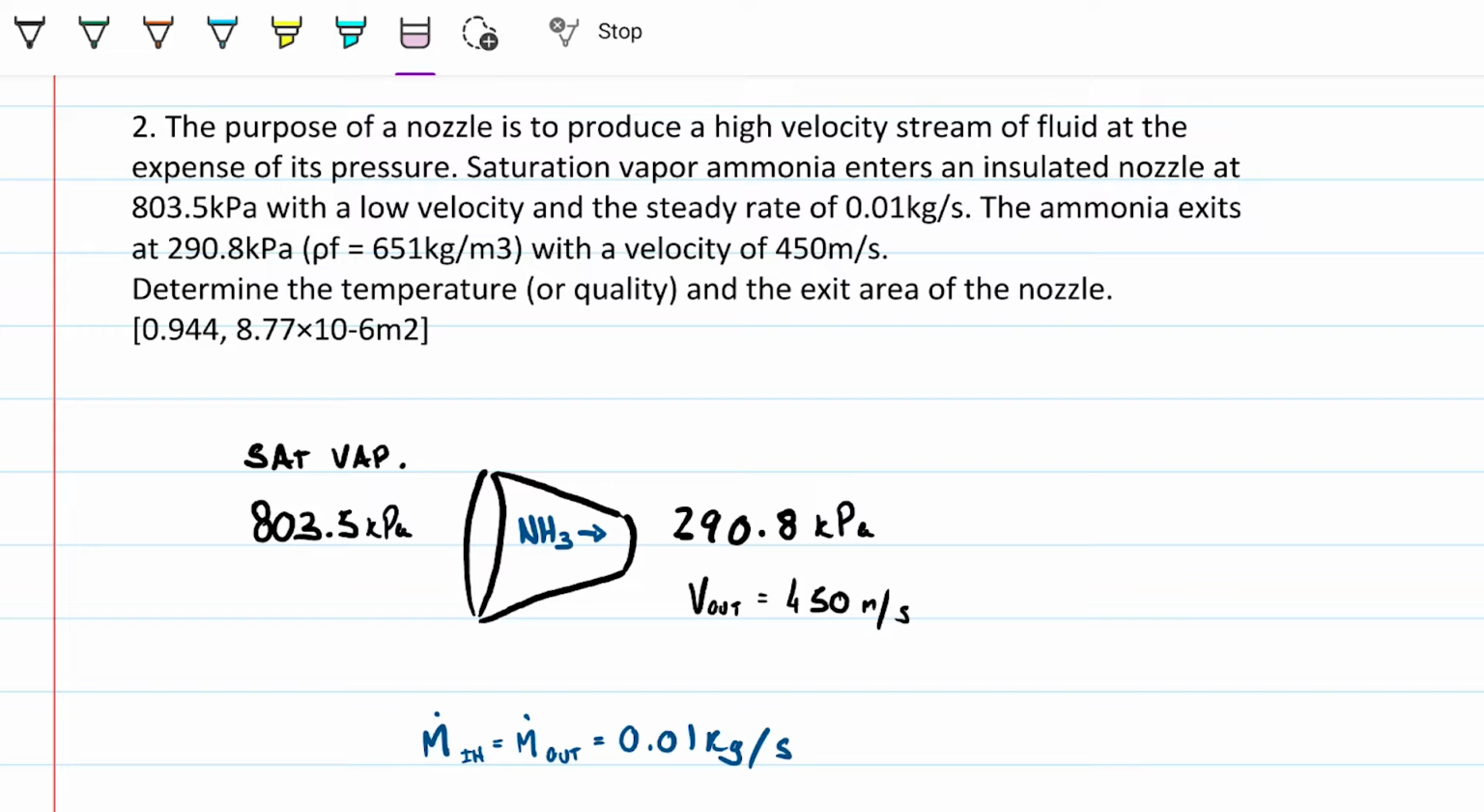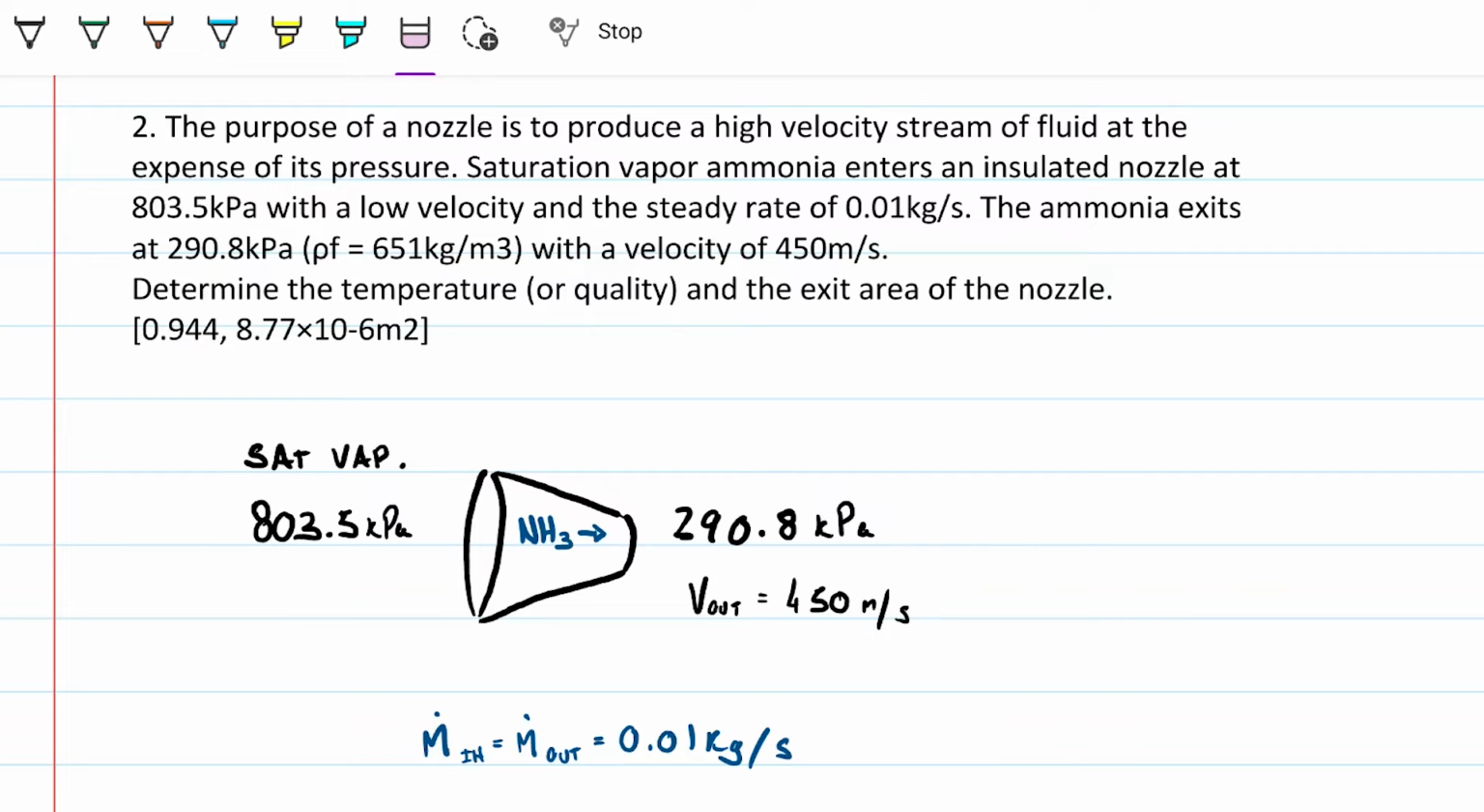Saturated vapor ammonia enters an insulated nozzle at 803.5 kilopascals with a low velocity and a steady rate of 0.01 kilograms per second. The ammonia exits at 290.8 kilopascals and a density of 651 kilograms per meter cubed with a velocity of 450 meters per second. Determine the temperature or quality and the exit area of the nozzle.